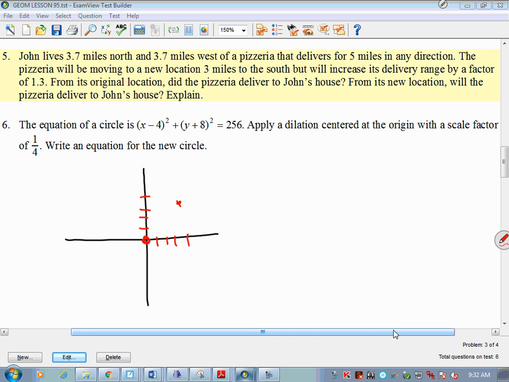Now, they deliver 5 miles in any direction. So what we want to do here is find out how far away he is. Well, that's really just a simple Pythagorean theorem question, right? What's 3.7 squared plus 3.7 squared?